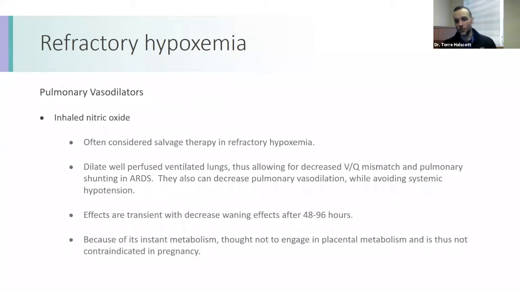Pulmonary vasodilators that we've employed, inhaled nitric oxide, utilized commonly for very refractory patients. Survival benefit, ventilation benefits, other things are less clear-cut in the data. However, they can be utilized as needed. There's not typically a downside to them in general. Not contraindicated in pregnancy because this is a gas that is inhaled in the lungs and broken down quickly. But the effects of this do tend to wane after a couple days. So it is on the table for our patients. It is not, unfortunately, a magic bullet most of the time.